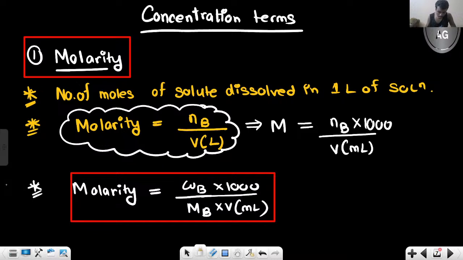The most commonly used formula for molarity calculations will be the last formula, because volume will be given in mL and we have to calculate the number of moles, since they will almost never give it directly in the question. M equals W by M into L.